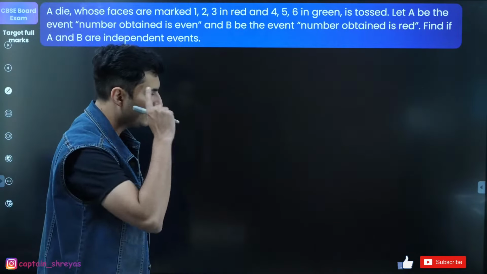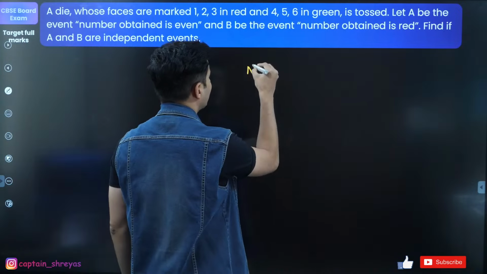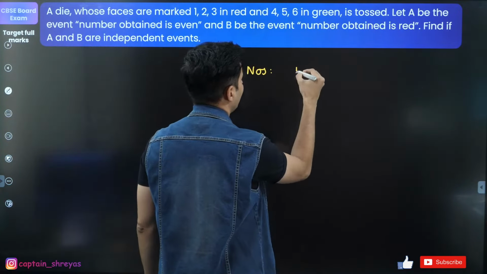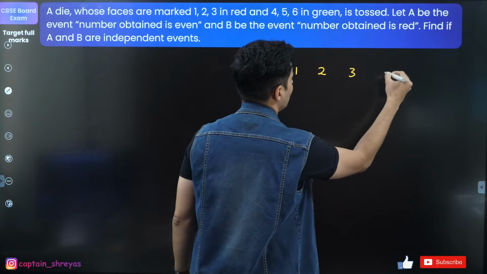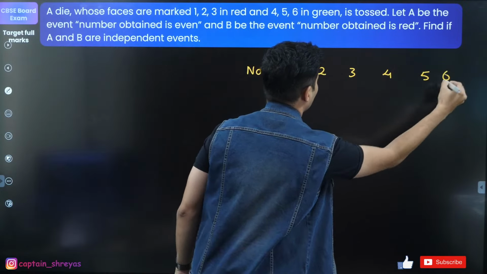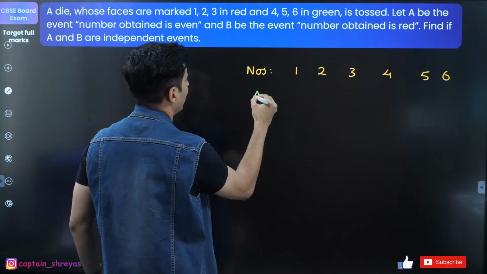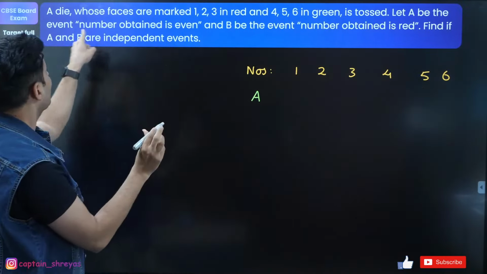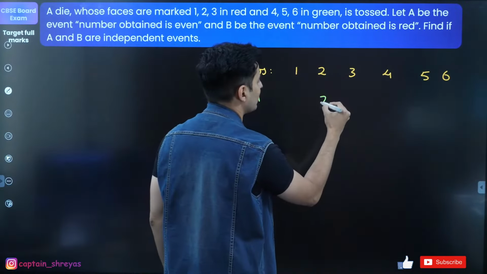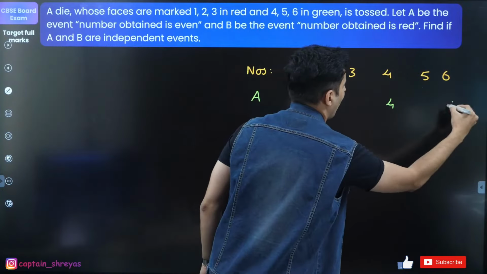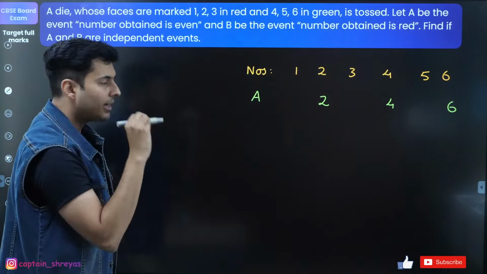Okay, let's try to understand this. What are the numbers on the dice? The numbers on the dice are 1, 2, 3, 4, 5, 6 because there are 6 faces. Now, what will be the event A? Think about it. Event A is when the number obtained is even. That means it is 2 or 4 or 6. Correct? That is event A.